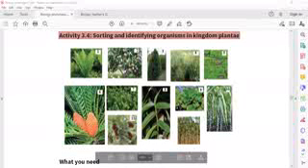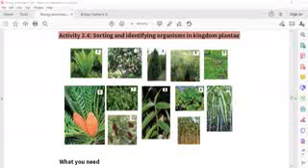And what features have we used to group these 3 as Gymnosperms? Can I hear from someone who has not given us an answer yet?